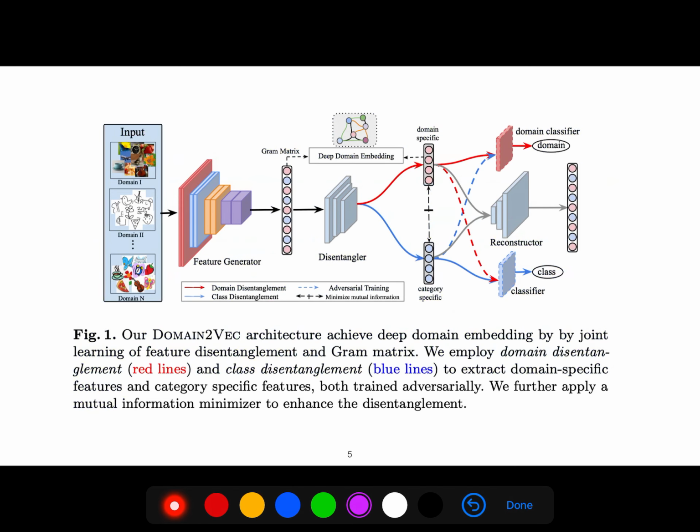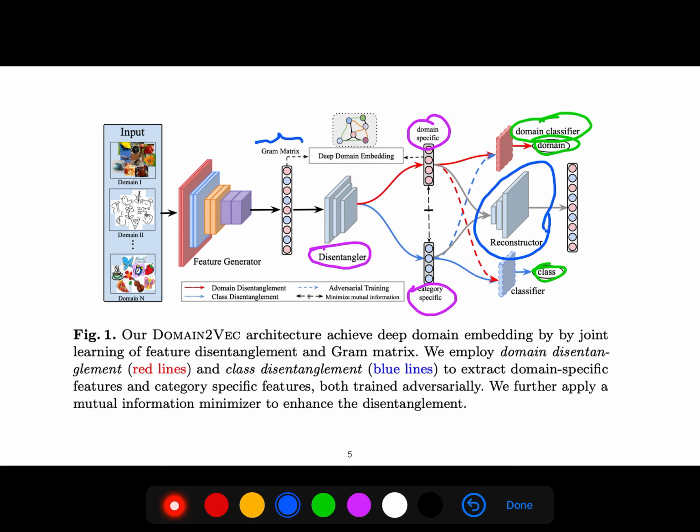So you see the architecture by joint learning of feature disentanglement and gram matrix. This is the disentangler, where we have domain-specific and category-specific features. We always have a domain classifier to distinguish domains. And as usual for this task, they have a classifier for the different classes as well. But the interesting thing about this paper is that they have a reconstructor as well. And we will go through each of them.